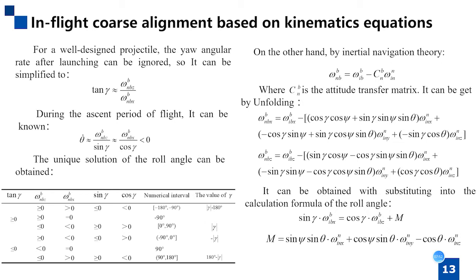For a well-designed projectile, the yaw angle rate after launching can be ignored, so it can be simplified to equation 1. Combined with equation 2, we can get the table which tells us the unique solution of the yaw angle. On the other hand, by inertial navigation theory, it can be obtained by substituting into the calculation formula of the yaw angle.